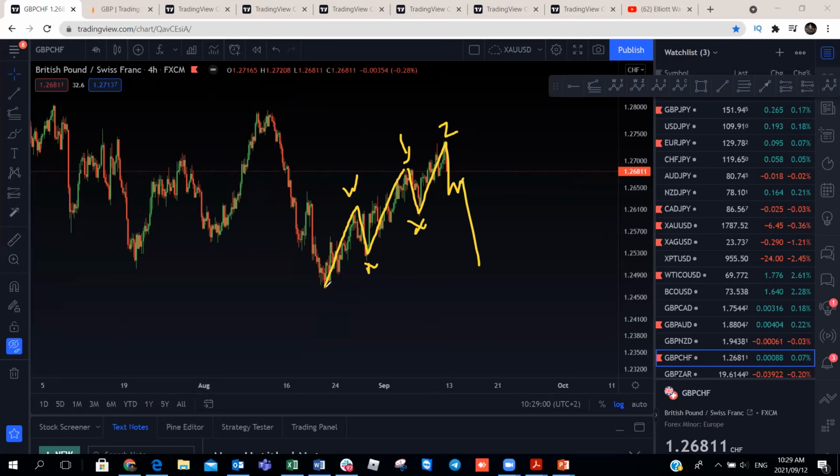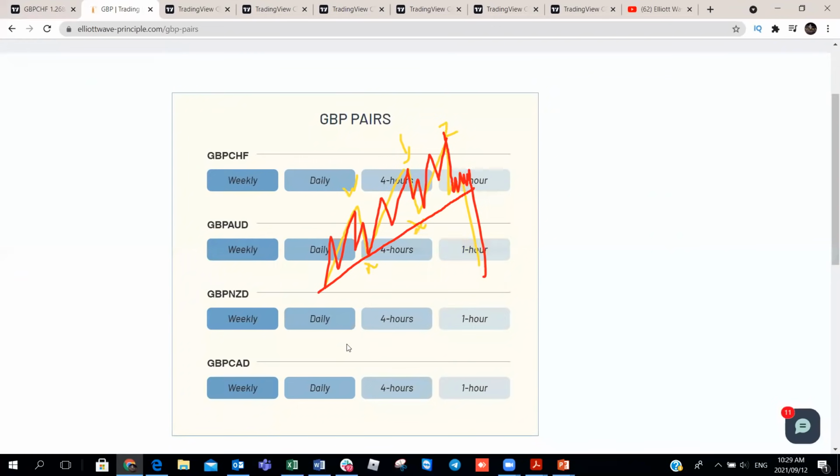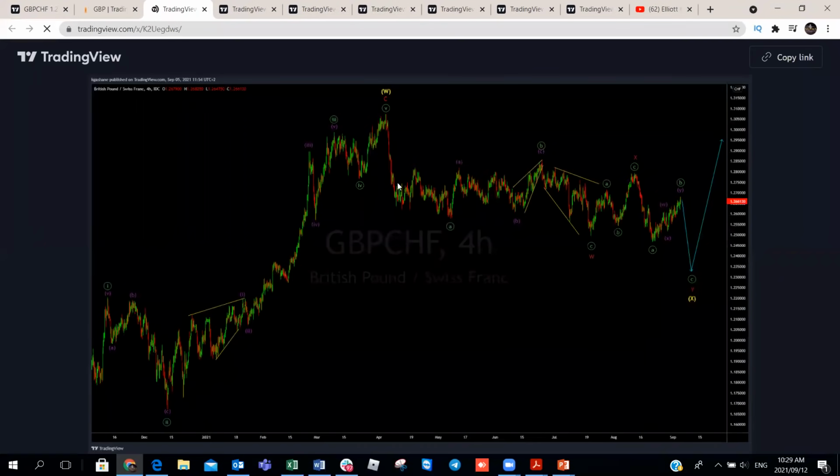Now if you look at this whole corrective structure, it's got the right look. Let's use a different color so you can see the internals of this W, the internals of the X, the internals of the Y, the internals of the X, the internals of the Y. Everything has got the right look, a textbook setup. So what we'll be looking for is a continuation pattern for us to get one leg to the downside. If I show you the structure we're expecting on the 4-hour on pound CHF, we're expecting one leg to the downside. And if you need the detail on the 1 hour, you'll see the WXYXZ structure that I've just shown you.